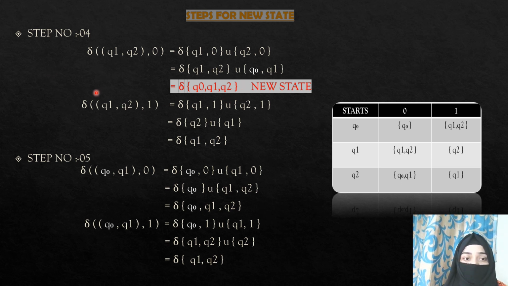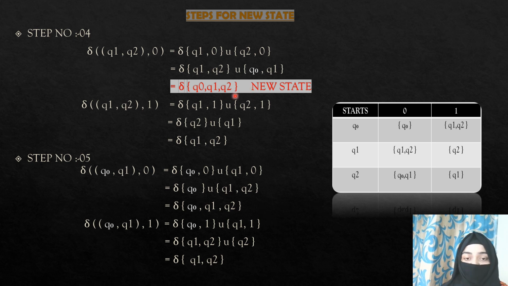Same in this step 4, we got Q1 and Q2. These were our previous new states, so it is repeating one more time. We are not going to consider it as a new state as we have considered it already. So what is our new state here? Only Q0, Q1 and Q2. Even if it is repeating, we are not taking it as a new state. It is already a new state.